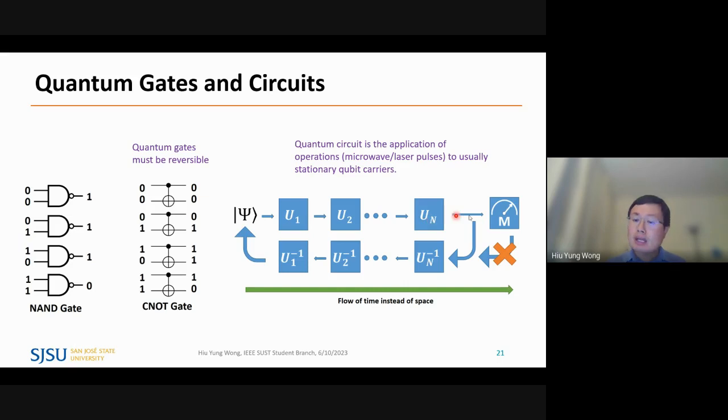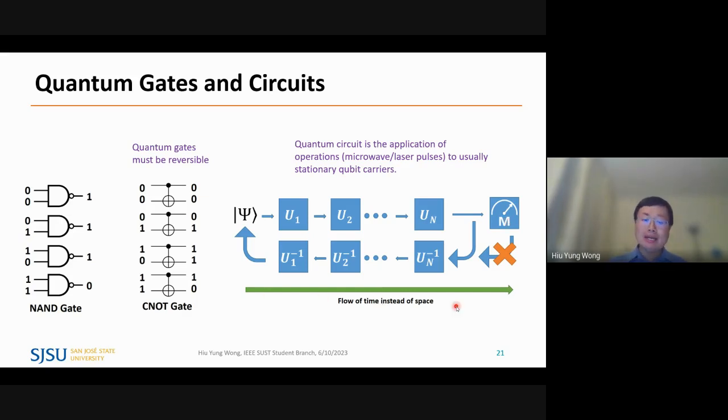And you can go back, because if you can rotate in one direction in the Hilbert space, you can rotate back also. So it's reversible, unless you do the measurement. Once you do the measurement, the wave function collapses, then it becomes the basis function. You cannot go back. But more importantly, I want to show you, this is the flow of time.